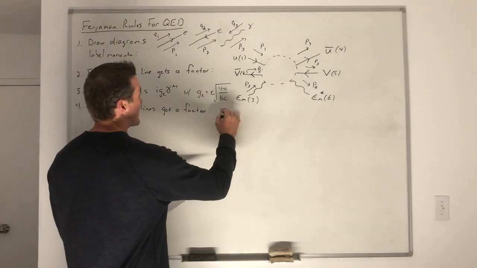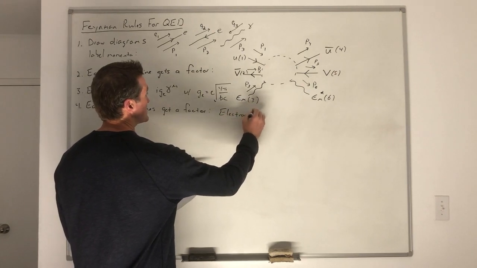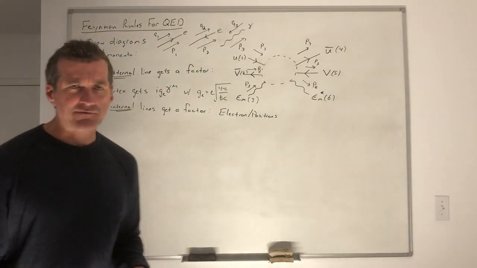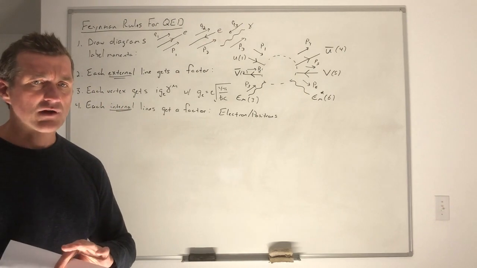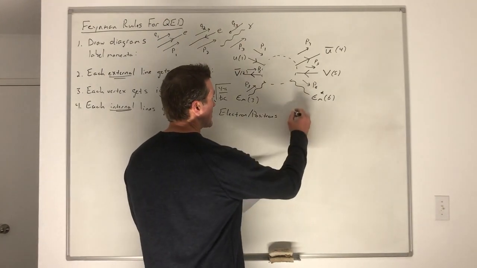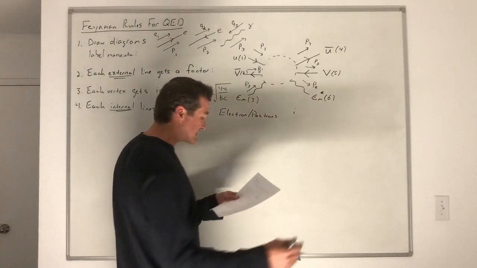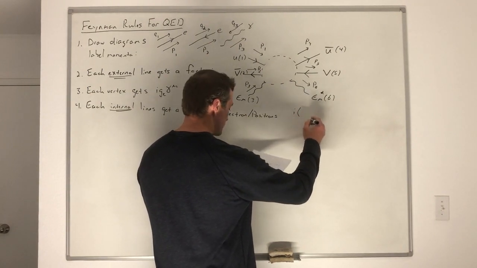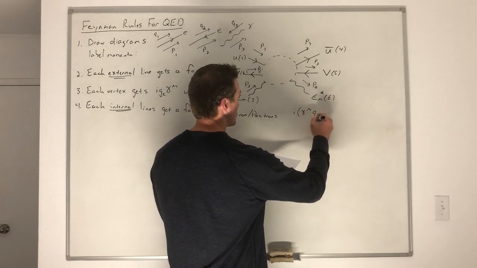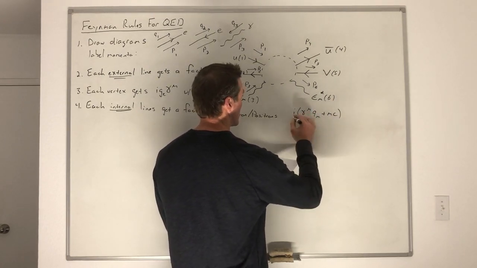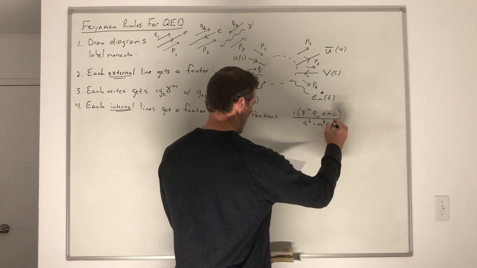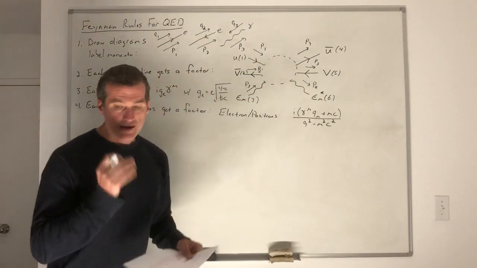Each internal line gets the following factors. If you have electrons or positrons, and I hope it's comfortable enough for me to interchange positron with anti-electron because they mean the same thing. A positron is an anti-electron. But if you have a positron or an anti-electron, then as we derived last time, the propagator is i times (gamma^mu q_mu + mc) over (q^2 - m^2 c^2). Okay?